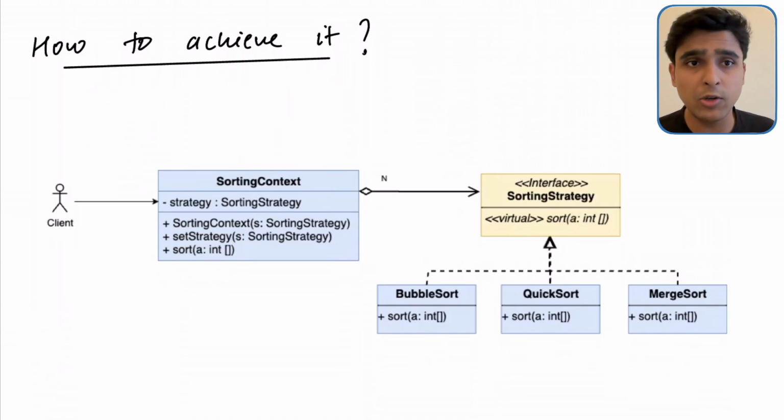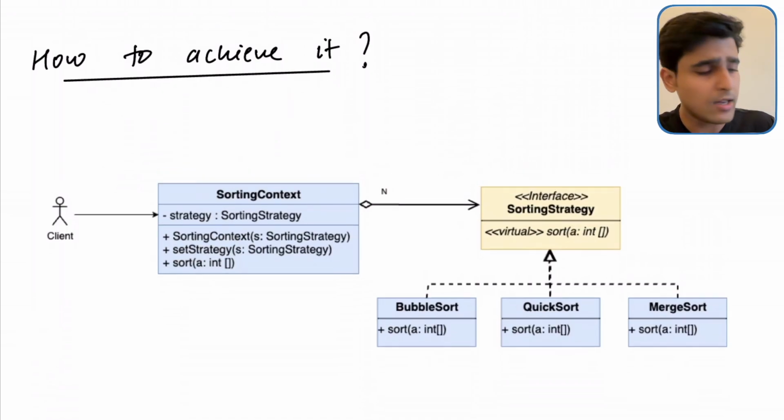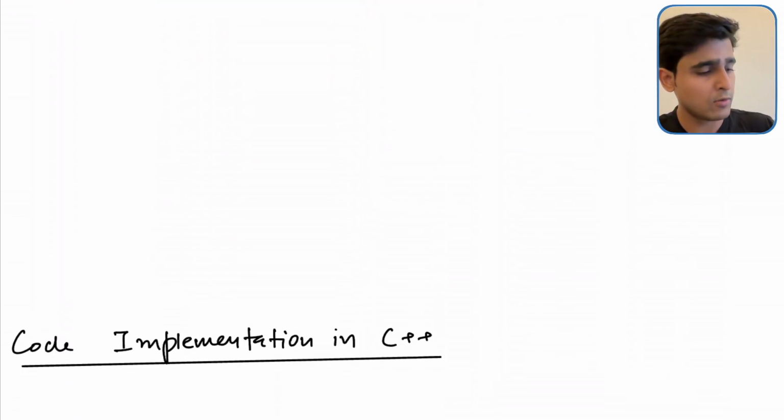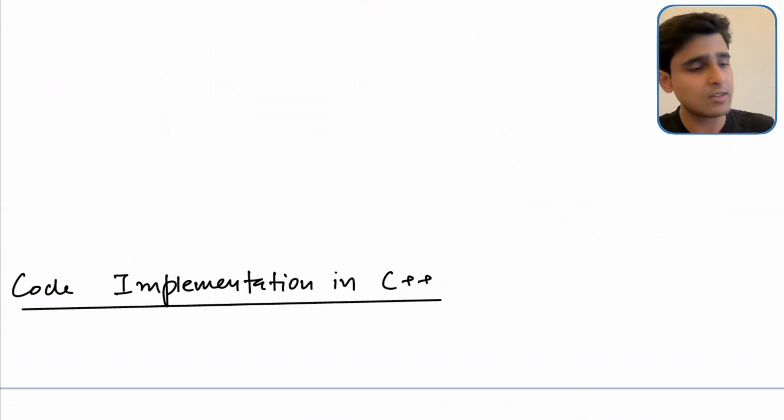Maybe in some other video I will explain all of these different types, but for this video we should know that for the strategy pattern, we use composition, not inheritance. So I hope this makes sense. Now let's see the code for this. Now we will see code implementation in C++.